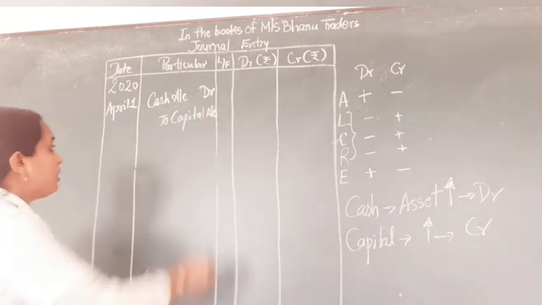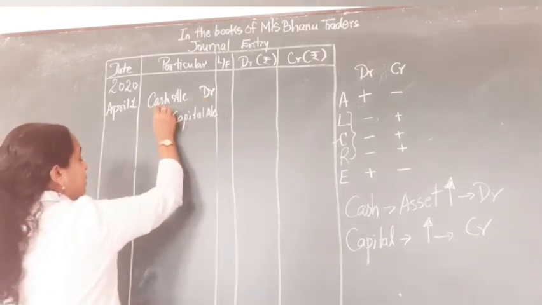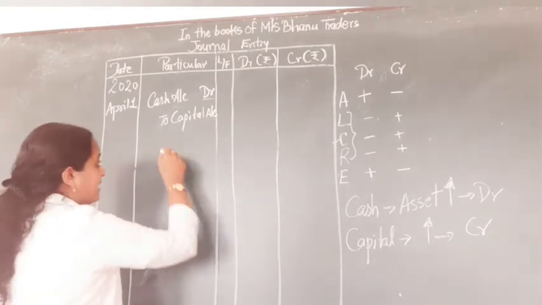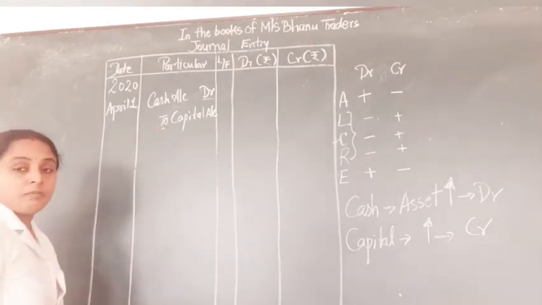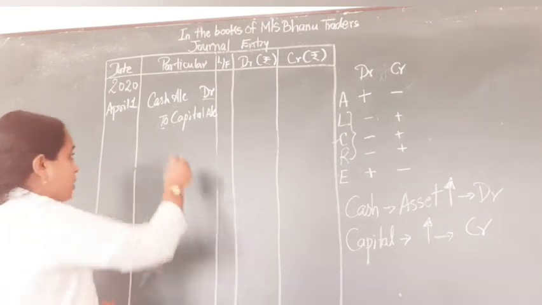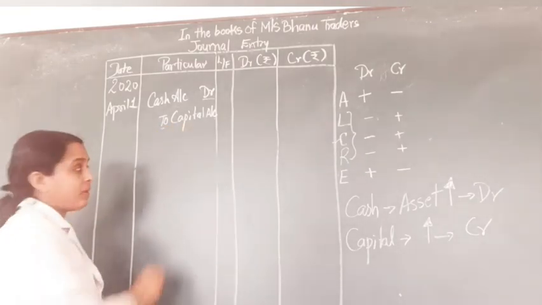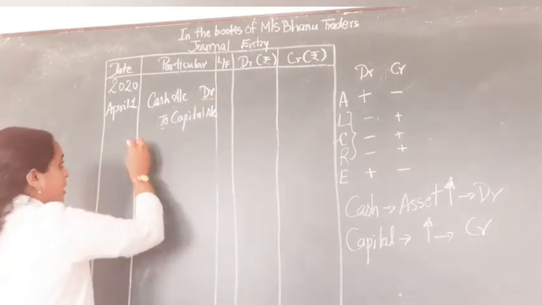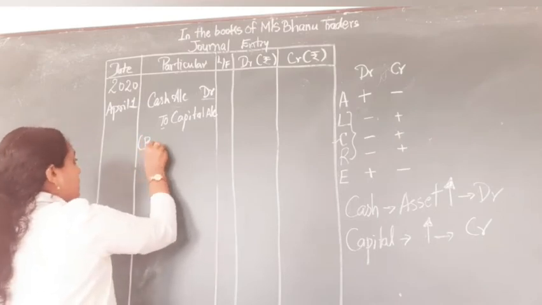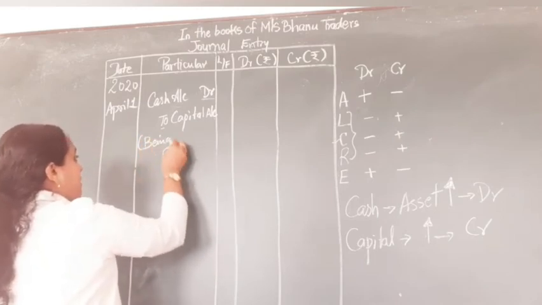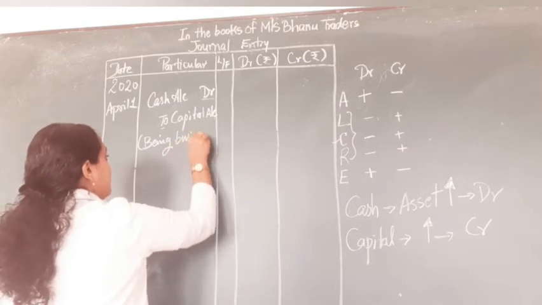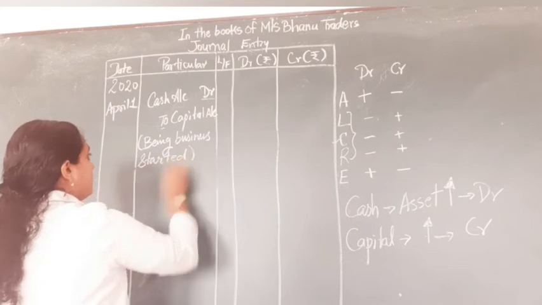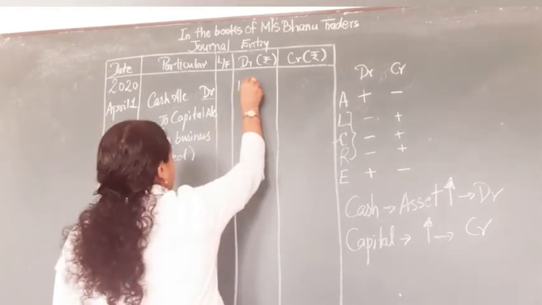Okay. So for the cash debit side you have to represent it by writing debit on that corner, and the credit side will be represented with the word to. So here to means credit, and for debit we use the actual word. Then you have to write, it is very important, the narration. Being business started. Okay? And how much is the amount brought?